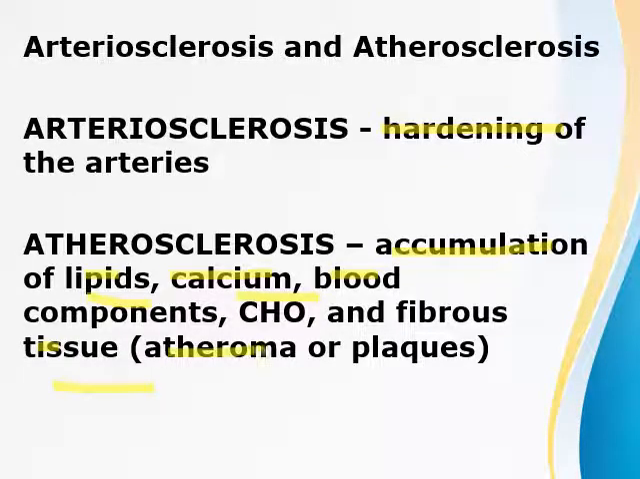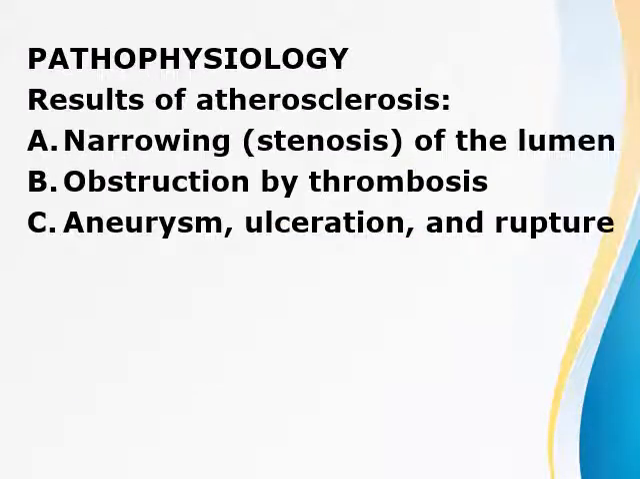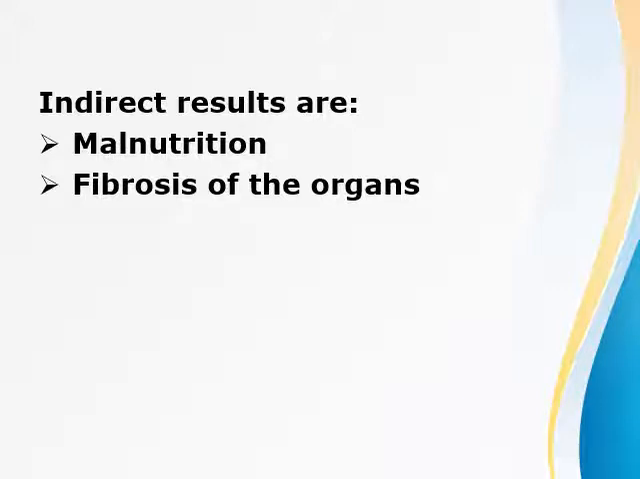Now, atherosclerosis is the one that we've discussed under coronary artery disease. However, oftentimes these two conditions occur with one another. Pathophysiology. Our main problem in atherosclerosis is the narrowing or stenosis of the lumen, and then the obstruction, which can be brought about by the thrombosis which gets clogged in the deposits or the plaques, and then aneurysm, ulceration, and possibly rupture. Indirect results include malnutrition and fibrosis of your organs.